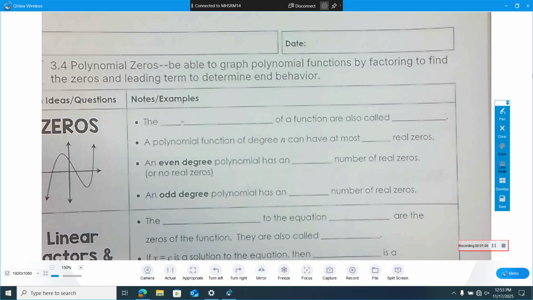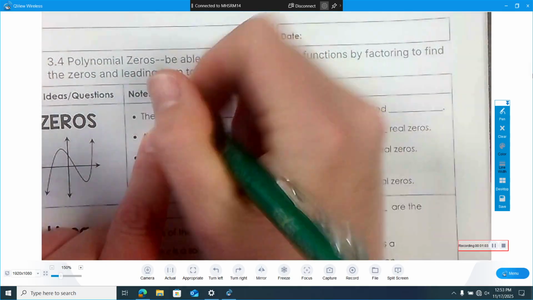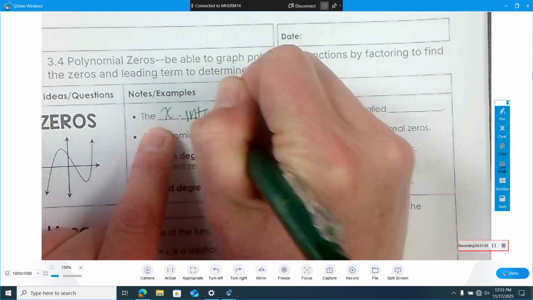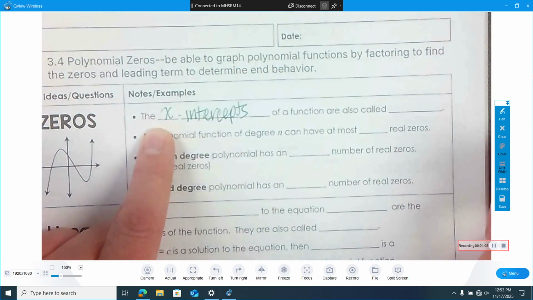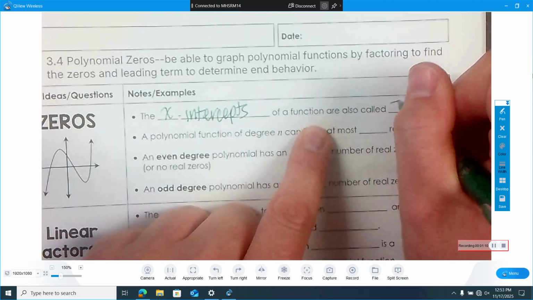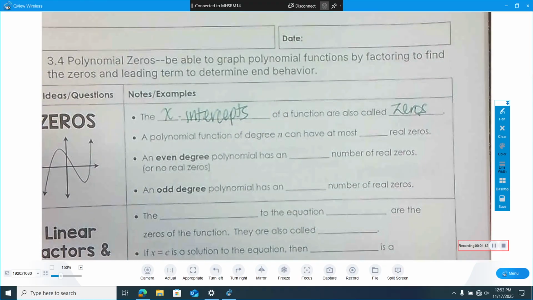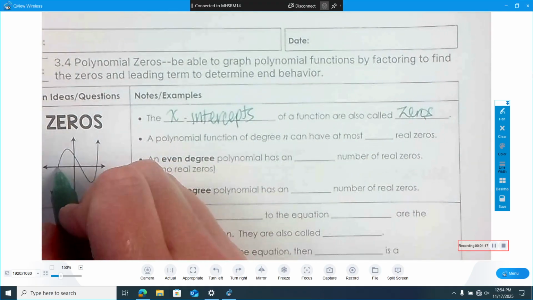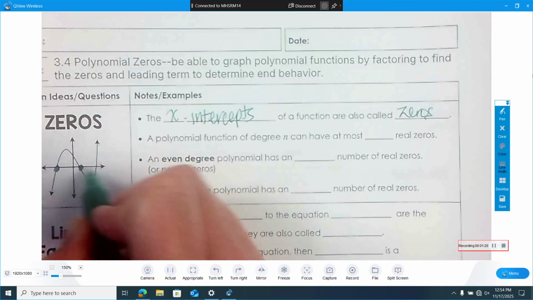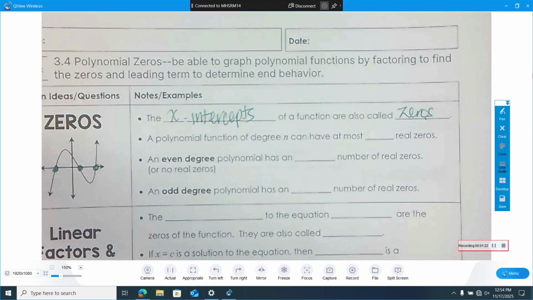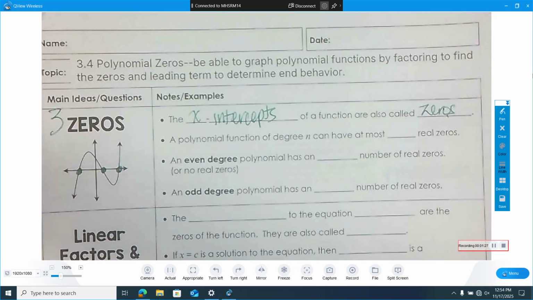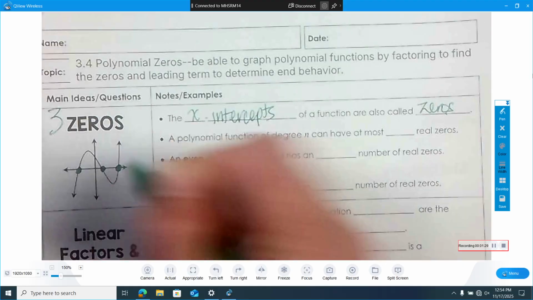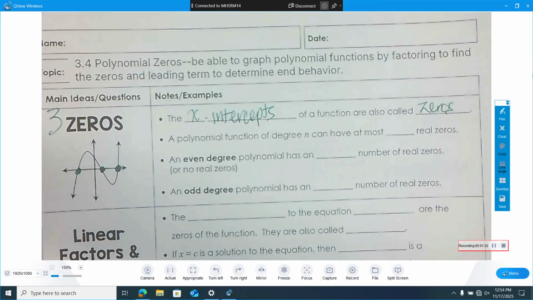So zeros are the x-intercepts of a function. So the x-intercepts of a function are called zeros. So they have two names. We can call them zeros. We can call them x-intercepts. But on this graph here, we see that we have 1, 2, 3 x-intercepts, or in this case, 3 zeros. There are 3 zeros, and those are the places where the y value is 0. That's why we call them zeros.